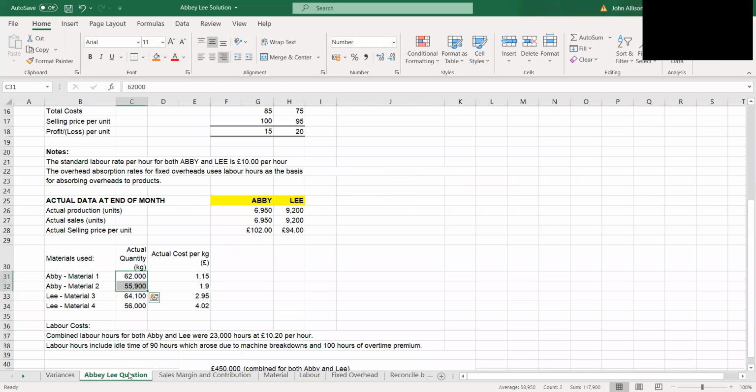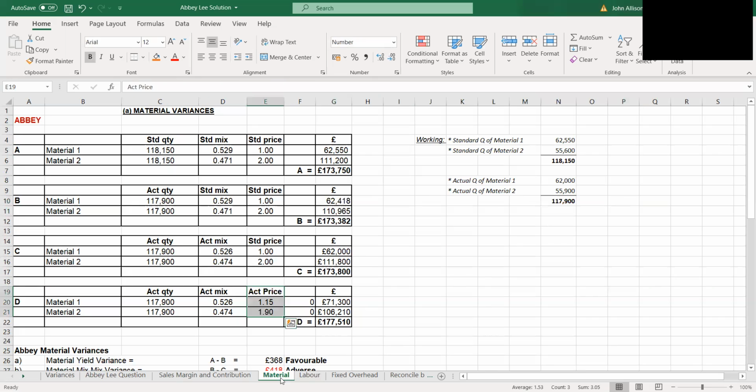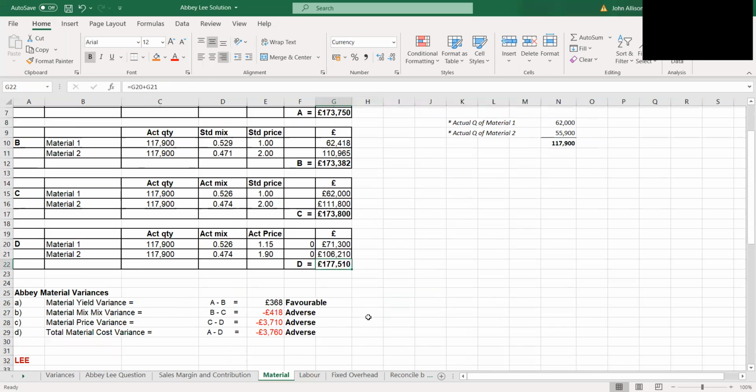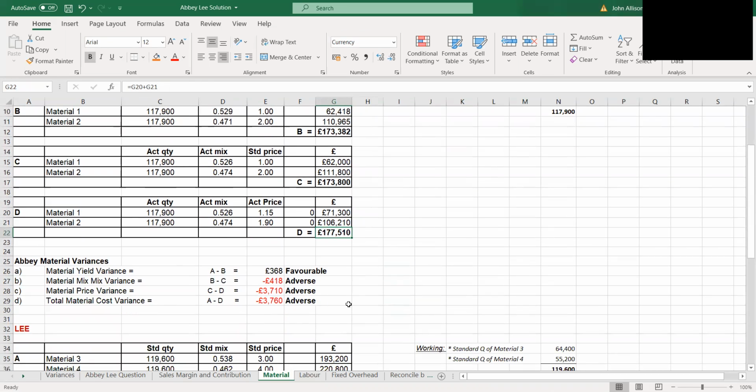So again, if we look at the question, we can see the actual price of material 1 was £1.15. The actual price of material 2 was £1.90. So we put in the £1.15 here, the £1.90 in there, and that will give us the actual price. So again, we multiply these through to get this number, multiply these through to get this number. We add these two together to get D. Then we calculate the variances.